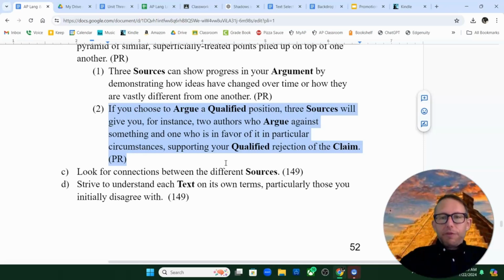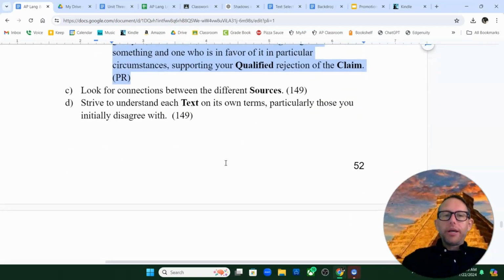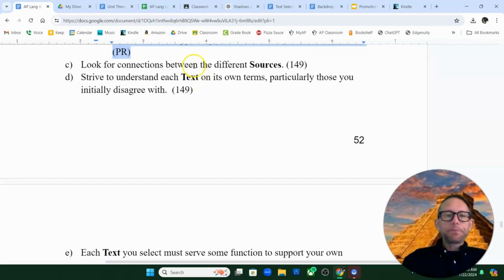So if you have 3 sources in that case, 2 of those sources can just agree with that major opinion that you're sharing, but then that 3rd source can say, okay, but I also want to support that qualification that you're adding to that thesis. So that's another reason why 3 sources work particularly well for a good synthesis essay, all right?